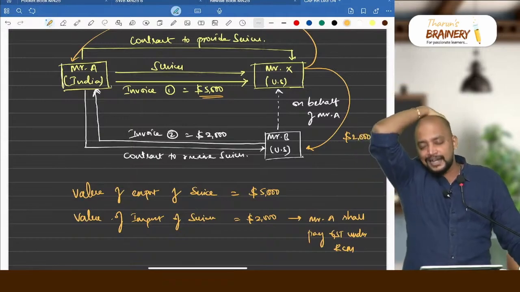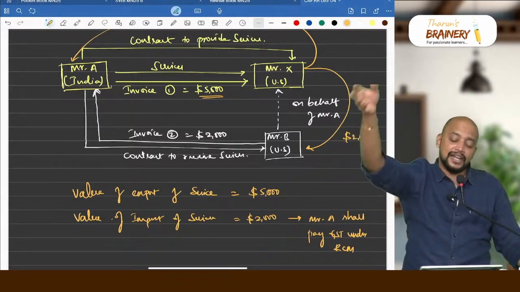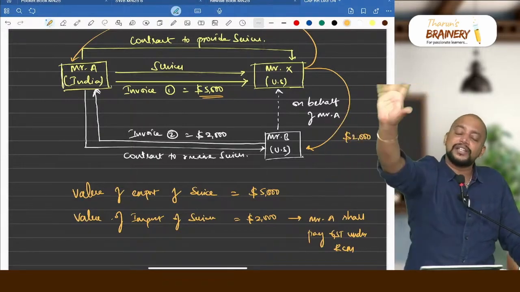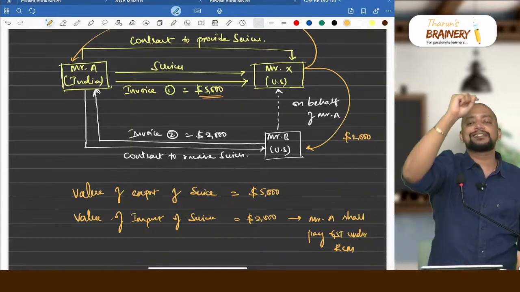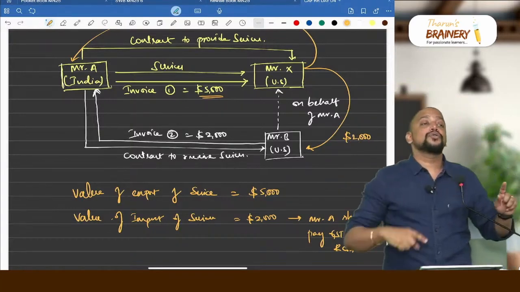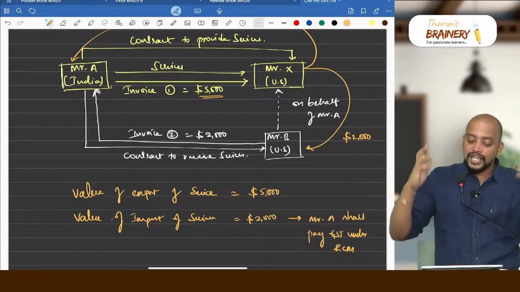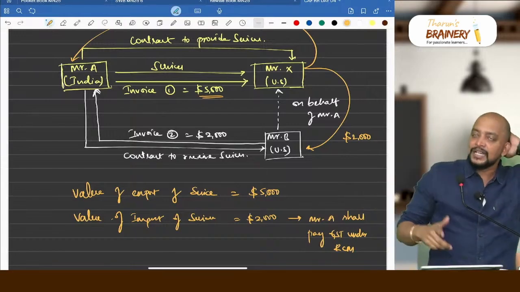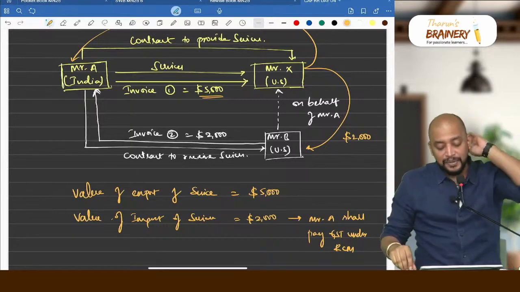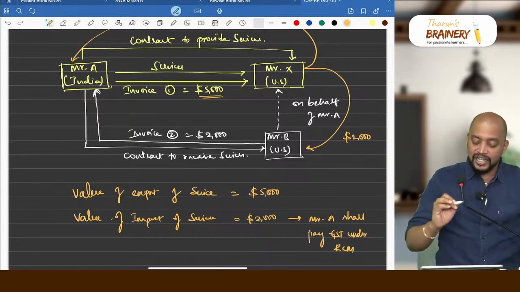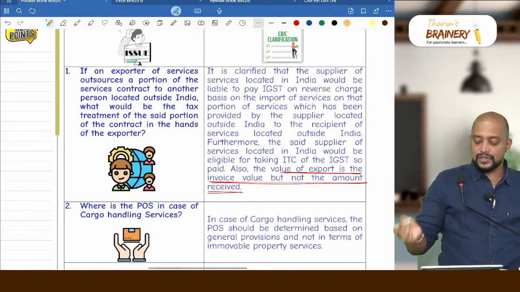Even though B and X are located outside India, first of all, for B, X is not the recipient; A is the only recipient, because the one who is liable to pay consideration is the recipient, not the one who already paid the consideration. Even though the consideration is paid by X, the one who is liable to pay consideration is A, so A should be taken as the recipient in this case. Accordingly, it will become import of services. That's what it is given.